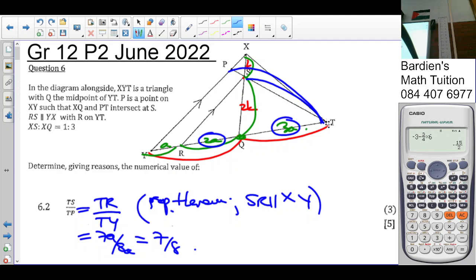Why do I have 7? It's supposed to be 2 plus 3 is 5. So it's 5a over 6a, which is 5 over 6. Okay.